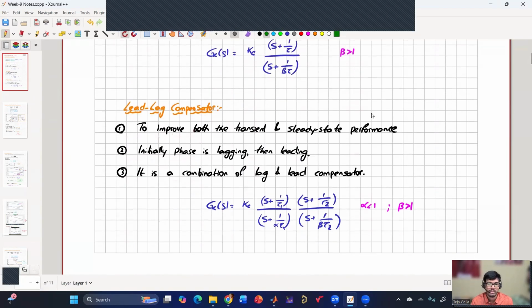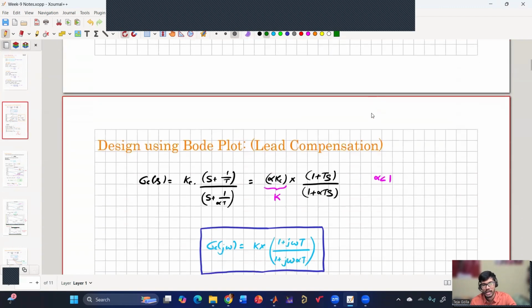In the case of the lead-lag compensator, we are trying to improve both the transient as well as the steady state performance, and initially the phase is lagging and then it is leading. It is a combination of lead and lag compensators, and we follow the same guidelines, where we design the lead compensator first, followed by the lag compensator, and then we see on the Bode plot whether it meets the design criteria or not.